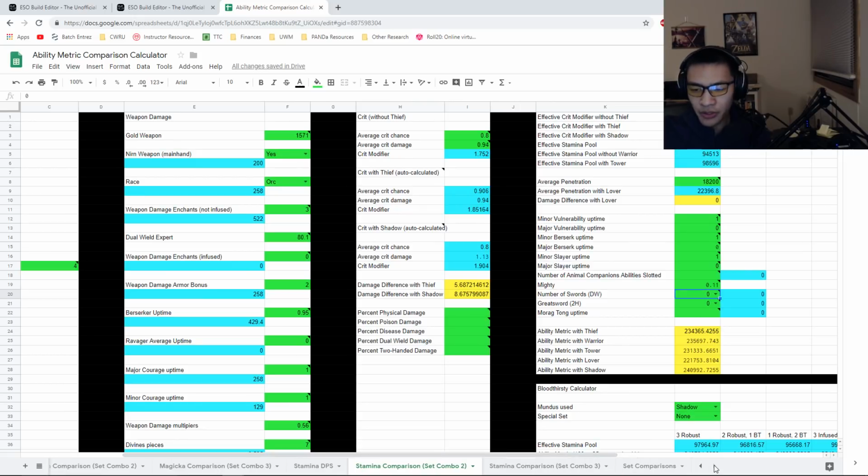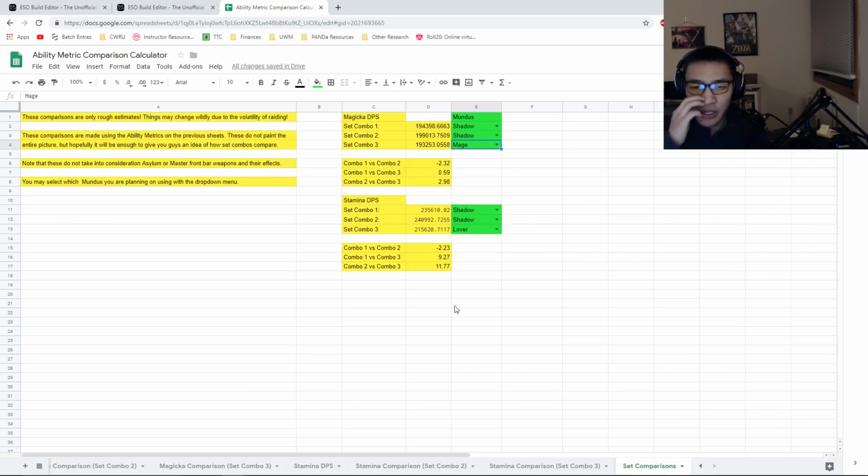So let's go over first to our set comparison sheet, which will give us the percentage difference between the two combinations here. So we're taking a look at set combo 1 and set combo 2 here. We have the exact same munduses, so Shadow for both. And we can see here that with the addition of Minor Courage, we are seeing about a 2.3% increase in ability metric for magic DPS, and for stamina DPS, we're seeing a little bit less, a 2.2% increase in ability metric here.